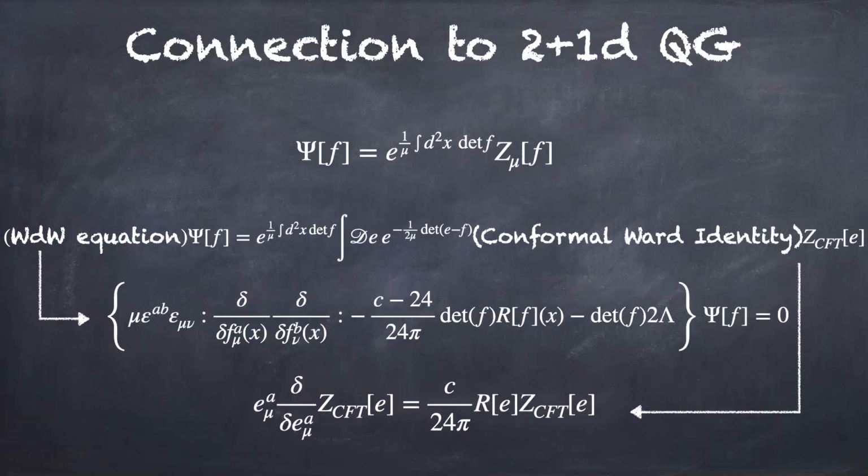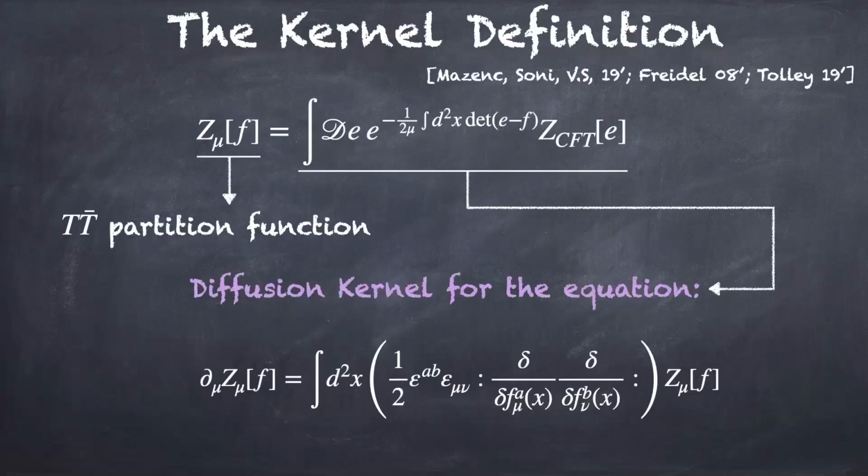conformal Ward identity, in other words, to the equation that tells us that the trace of the stress tensor in the undeformed theory is given by the Ricci scalar, to solutions of the Wheeler-DeWitt equation in gravity with negative cosmological constant in 3 dimensions. So this is an identity that the functional integral kernel satisfies. Moreover, this kernel definition can be seen to give us the TT bar flow equation that we were using to define the theory in all the slides previously.